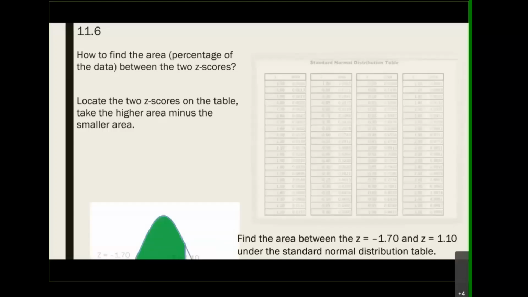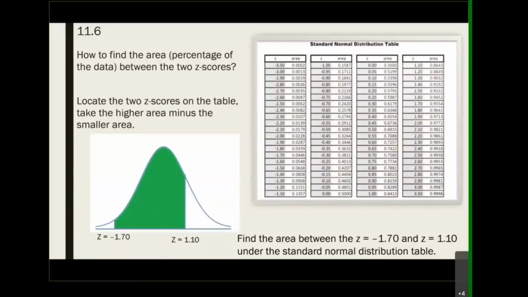So let me identify my endpoints. The negative number is on my left. The positive number is on my right. Everybody see that, right? And this is the area I'm looking for, the green shaded area, because I'm looking for the area between the z-score of negative 1.7 and the z-score of 1.1, right? So we go in and identify where is my negative 1.7.